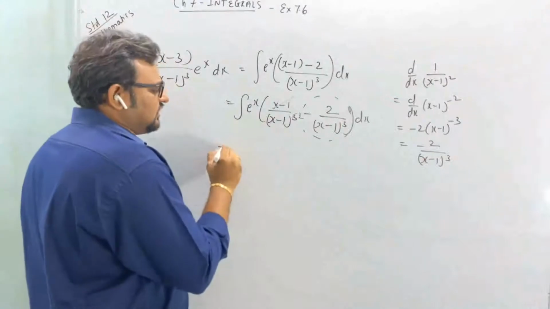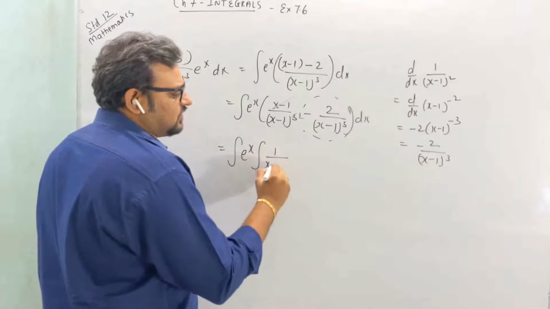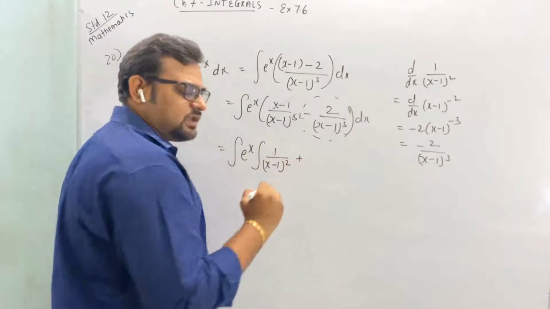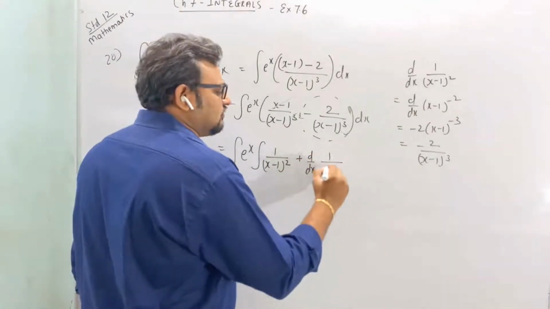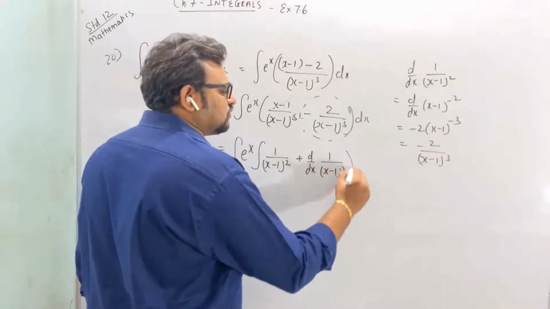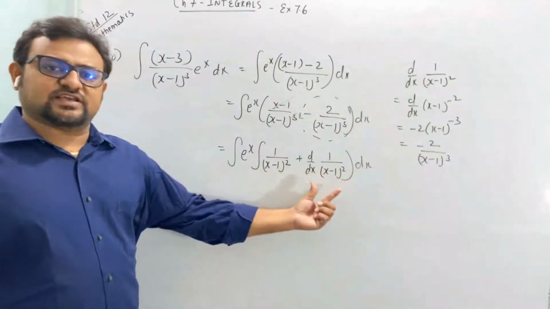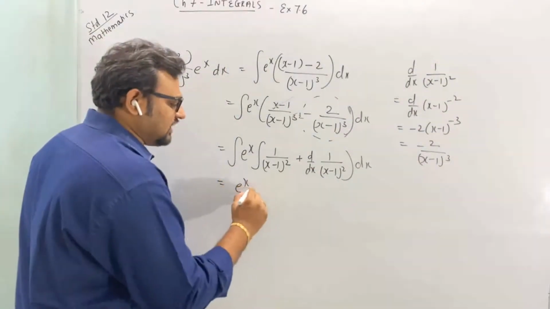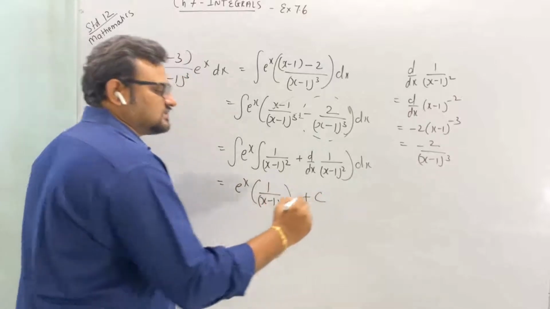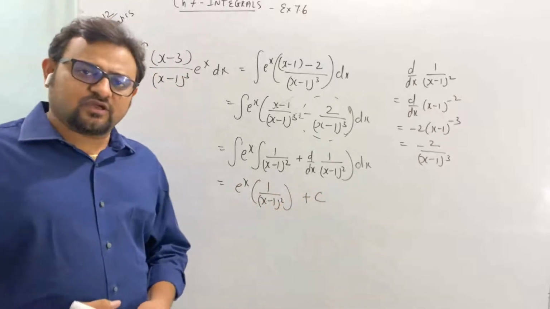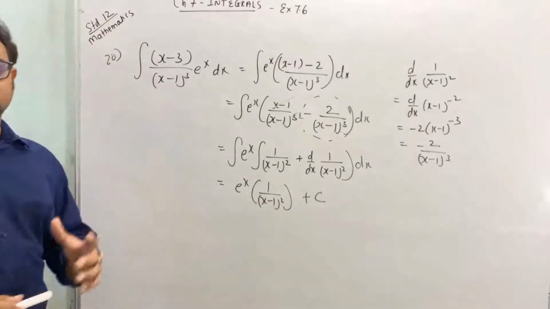Clear? So it will be e raised to x, 1 upon x minus 1 whole square plus d by dx of 1 upon x minus 1 whole square, f(x) plus f dash x. So it will be e raised to x f(x) plus c. Okay, so that was about question number 20. Clear? So just go to this question.